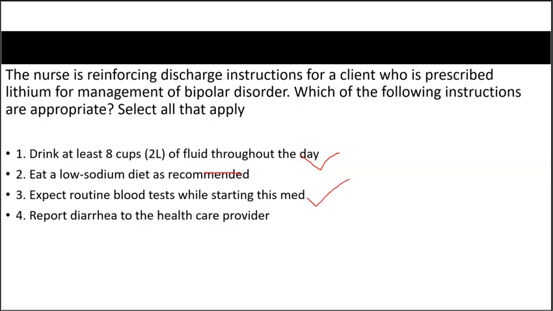Report diarrhea to the healthcare provider. Again, we said you would see those early manifestations of lithium toxicity as those GIT symptoms. So again, once the lithium levels are above 1.5 milliequivalent per liter, you will start seeing those GIT side effects such as persistent nausea, vomiting, and even diarrhea. So we're going to select option 4.